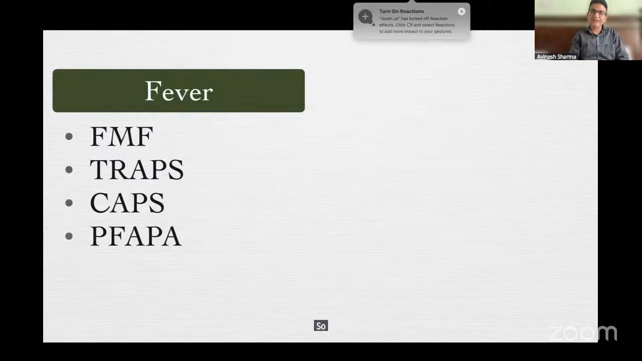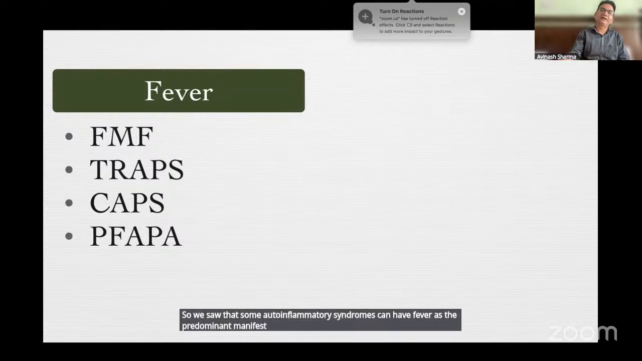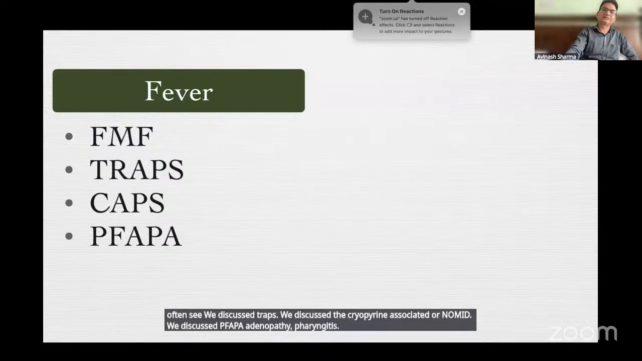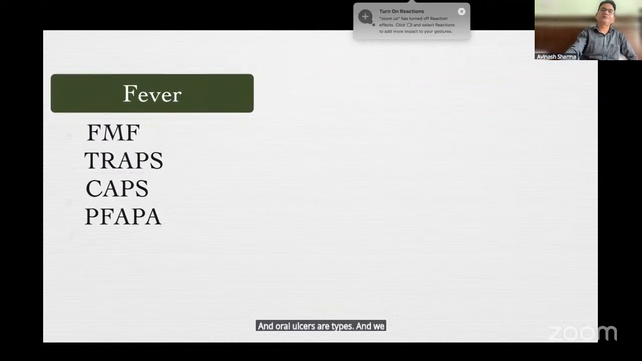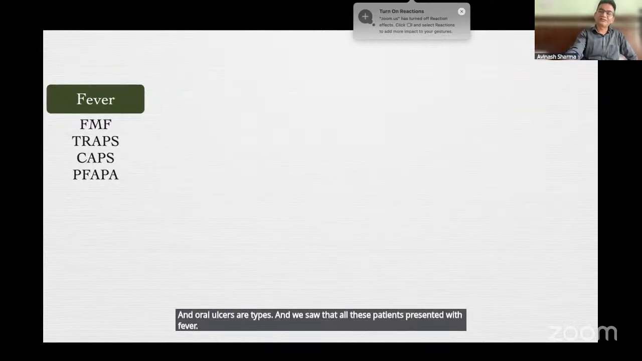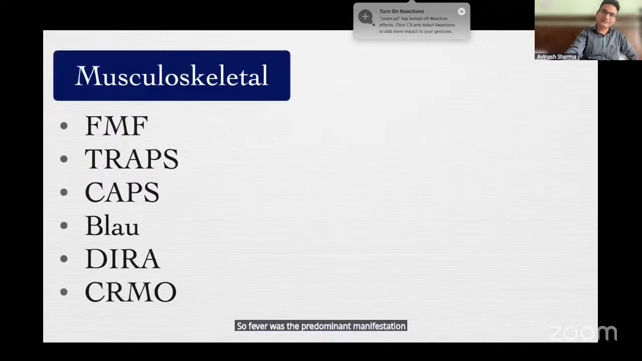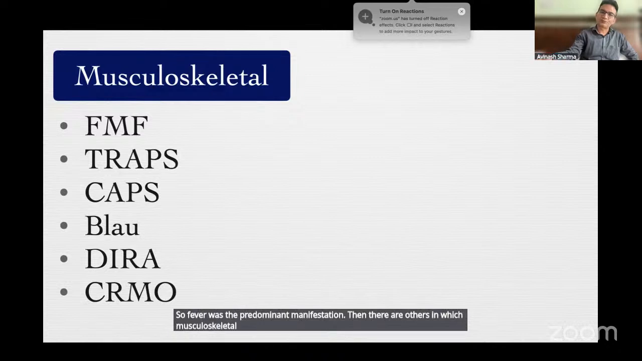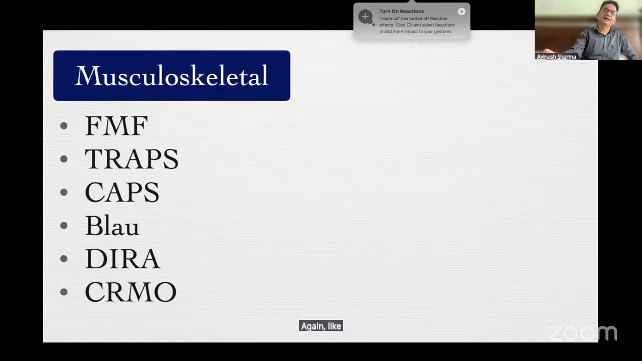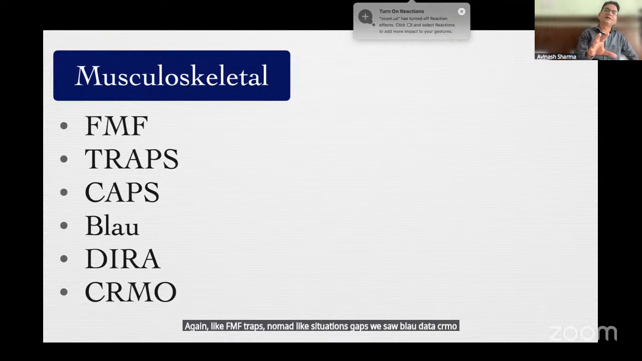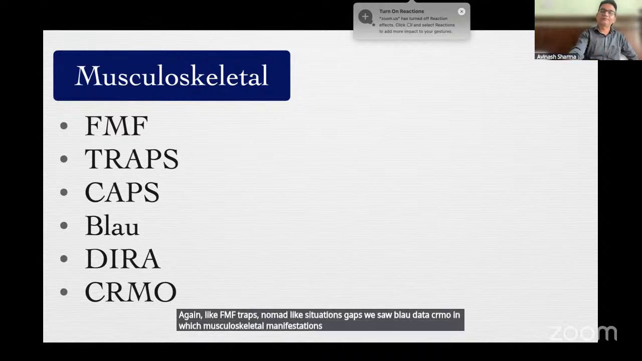So we saw that some autoinflammatory syndromes can have fever as the predominant manifestation, like familial Mediterranean fever, which we don't often see. We discussed TRAPS. We discussed the cryopyrin-associated or NOMID. We discussed PFAPA, adenopathy, pharyngitis, and oral ulcers types. And we saw that all these patients presented with fever. So fever was the predominant manifestation. Then there are others in which musculoskeletal manifestations are also prominent. Again, like FMF, TRAPS, NOMID-like situations, CAPS. We saw Blau, DIRA, CRMO, in which musculoskeletal manifestations are also prominent.